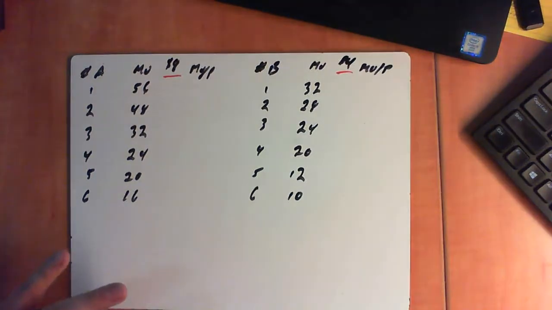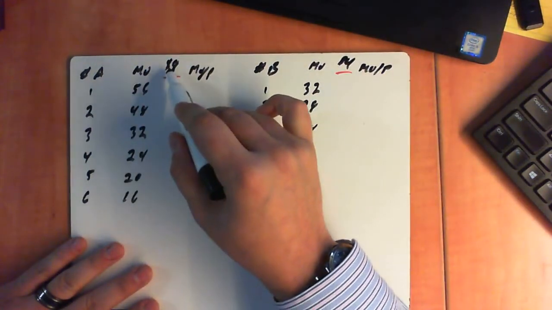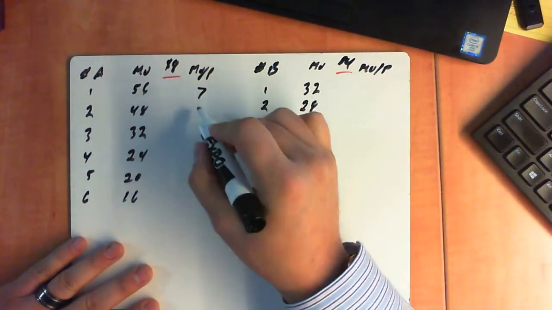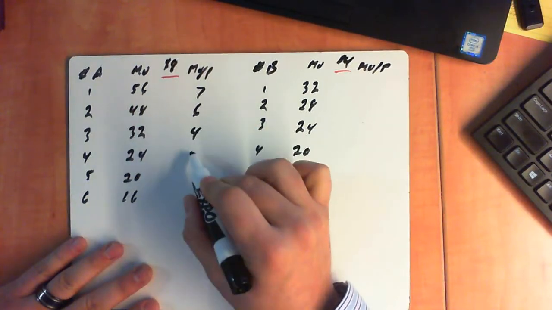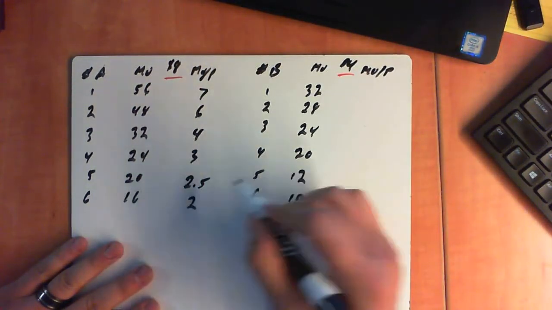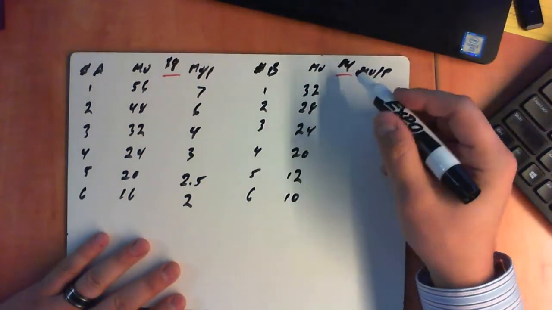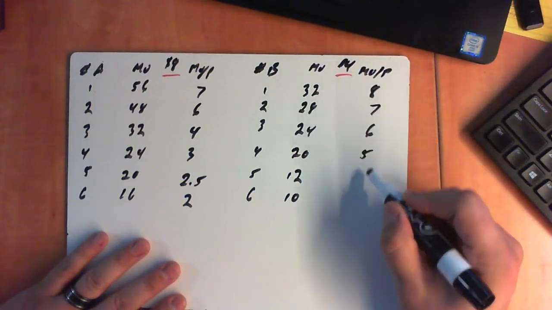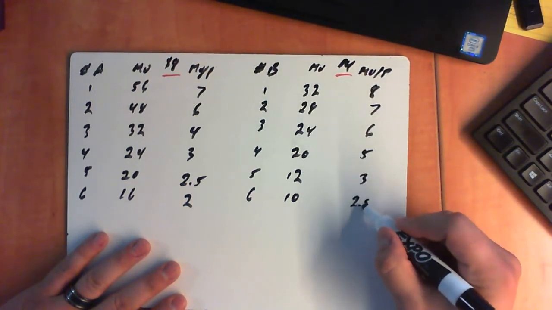Well, marginal utility per price. Marginal utility divided by price. So 56 divided by 8 is 7. 48 divided by 8 is 6. 4. 3. 2.5 and 2. Same thing over here. 32 divided by 4 is 8, 7, 6, 5, 3, and 2.5.